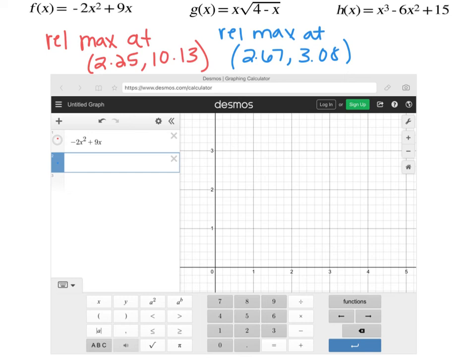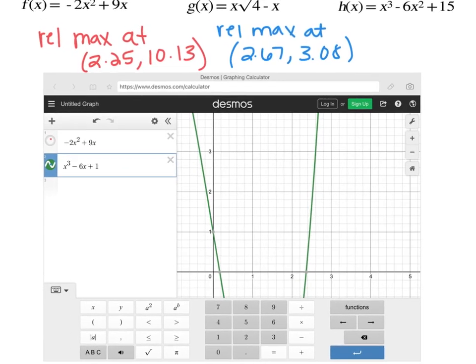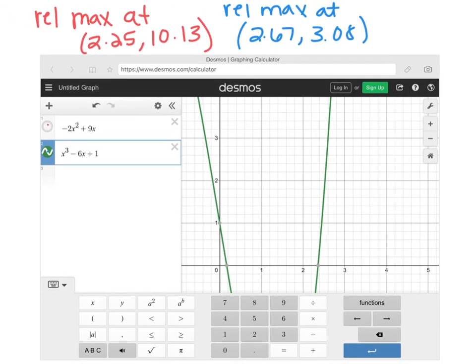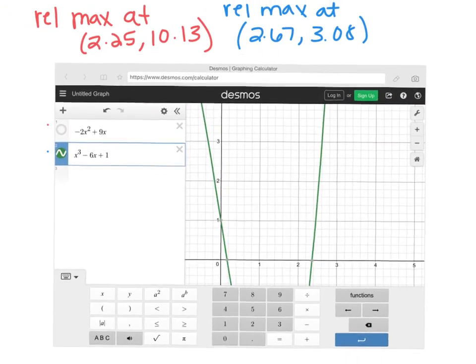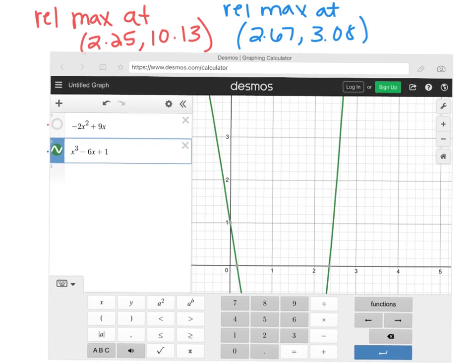Oops, I need to get my x squared. X squared, there we go, plus 15. All right, so there's our third and last function. And if we scroll out, we need to zoom out so we can just pinch our graph so we can see what happens. Still getting used to it, there we go.